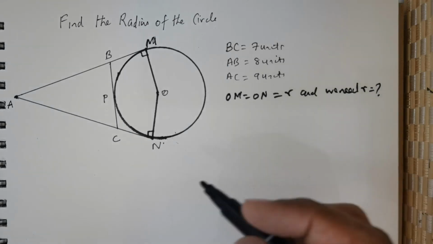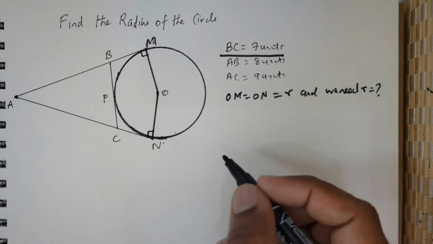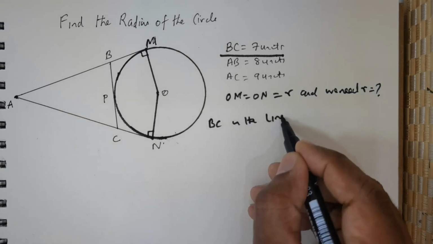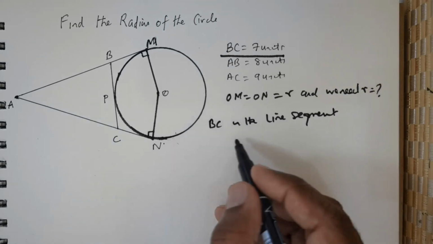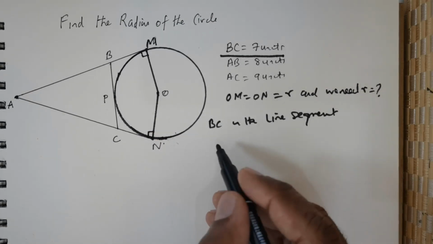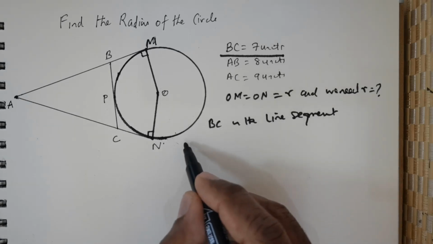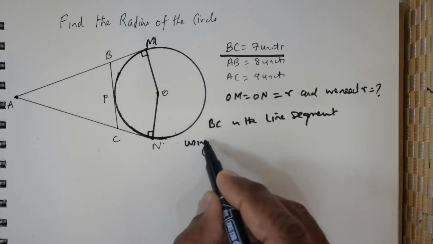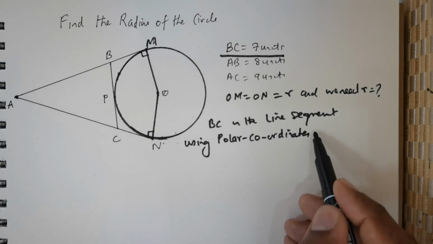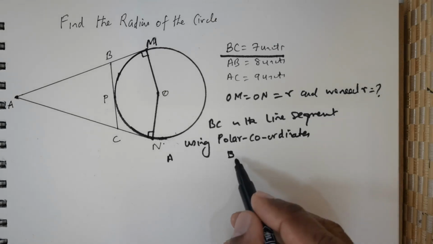Okay, now BC is being given as 7 units, and I'm going to be utilizing that information. Now, what is BC? BC is the line segment. When we talk about line segment, we would always talk about the distance between the points B and C. Now, let me mention the coordinates of the point B using polar coordinates. So you got A here and you got B here. So I'm interested in BC.